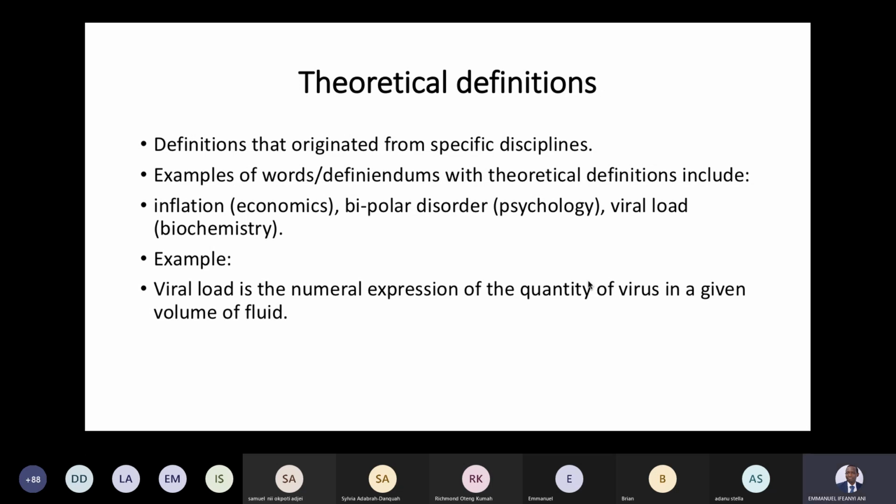For example, viral load is a new expression of the quantity of virus in a given volume of fluid. So that's the definition of viral load. And we got that definition from a specific academic field. So the definition of viral load, we call it a theoretical definition.